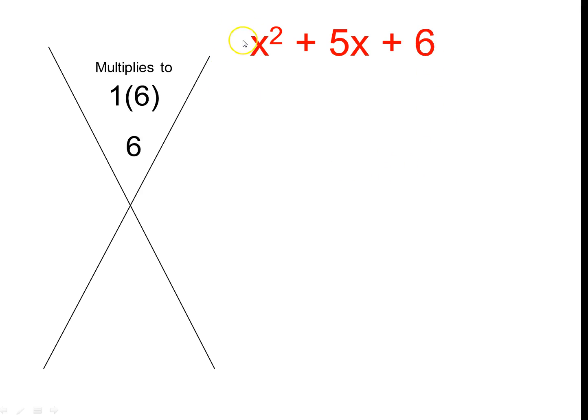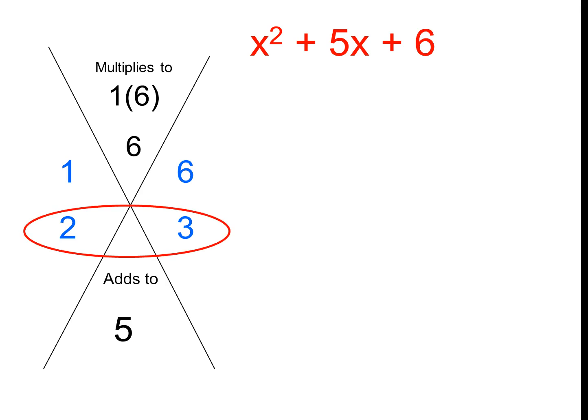Now remember, I have a 1 here, so 1 times 6 is 6, so I don't have to worry about that. Multiplies to 6. What does it add to? Adds to 5. Let's start thinking about things that we can multiply. Well, I can do 1 times 6 or I can do 2 times 3. Which one adds to 5? It's that one right there. So now I have my two numbers, but I need to create my factors. And my factors are x plus 2 and x plus 3.